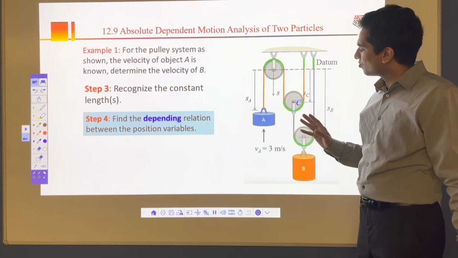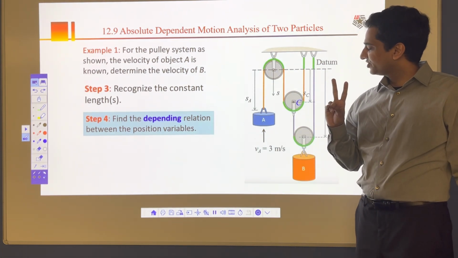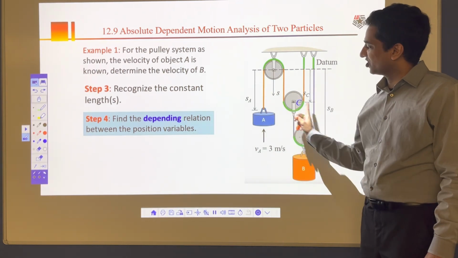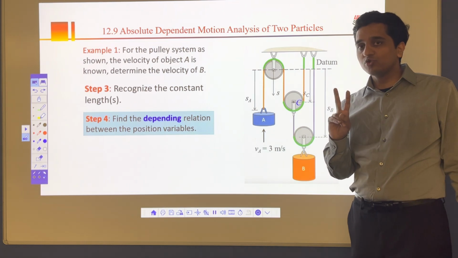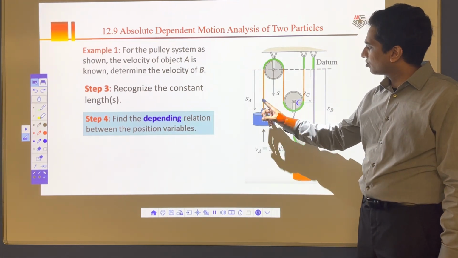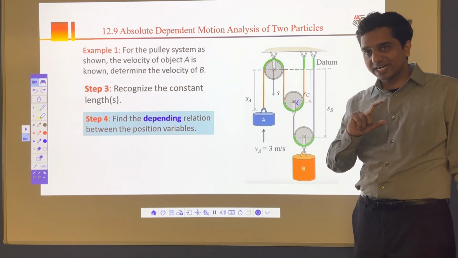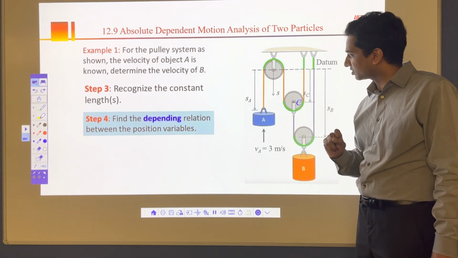In this problem, what we have is 2 ropes: an orange rope and a blue rope. So we have two ropes here. It means we are going to have two equations, one equation for this rope, another equation for this rope. That's the equation for the entire rope. That's step 4, the most important step.